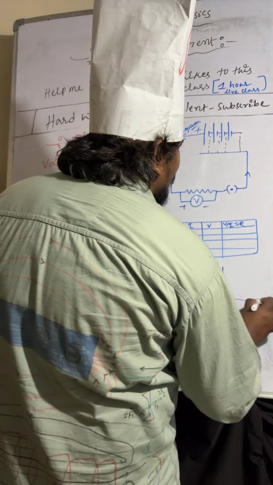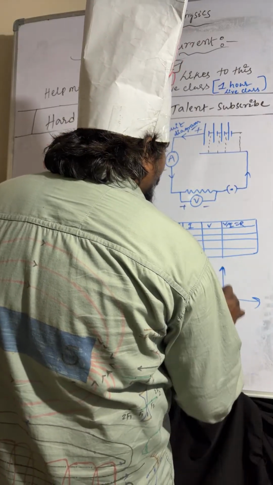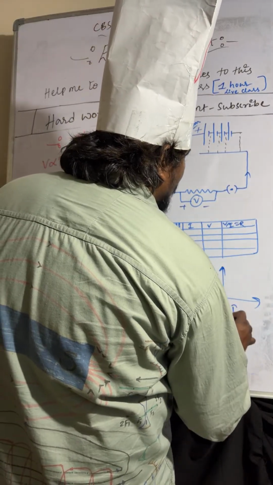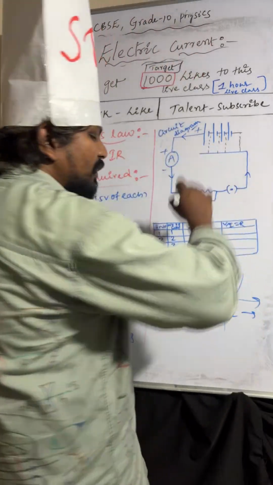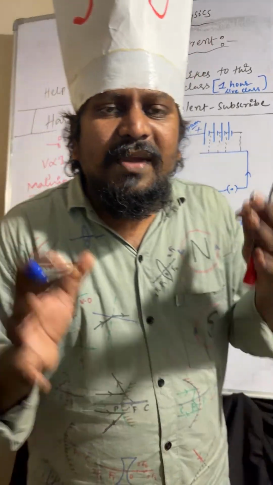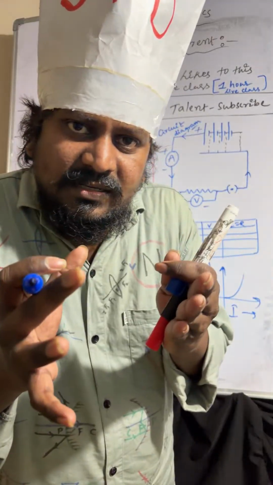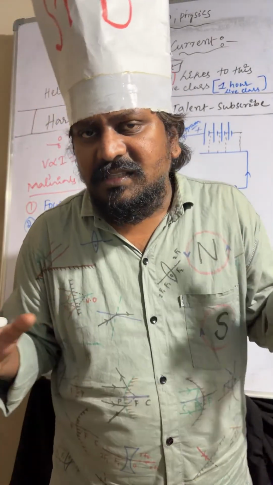So if you draw the graph for ohmic conductors, the graph is a straight line. For non-ohmic conductors, the graph is a curve.